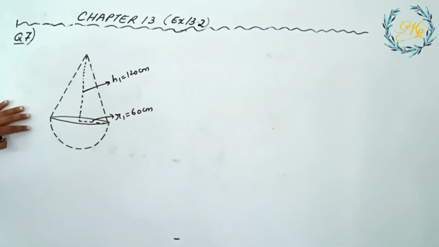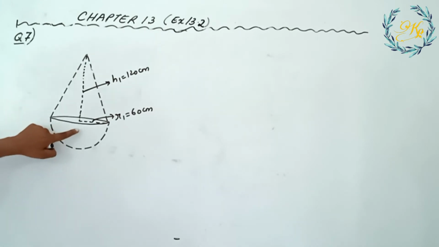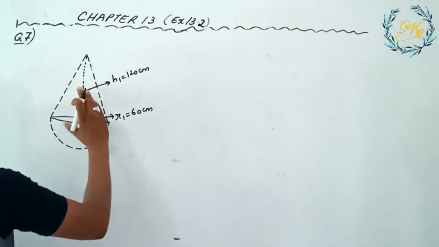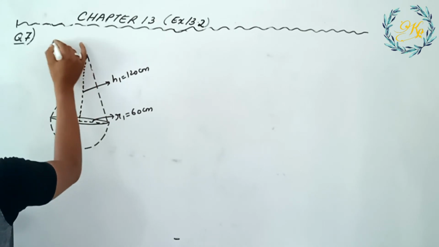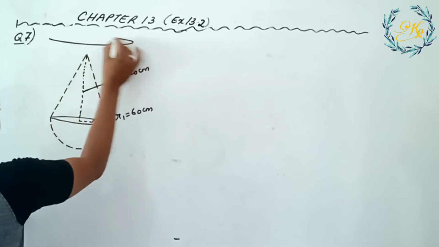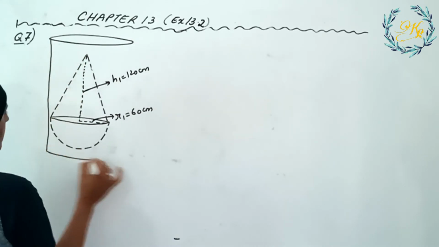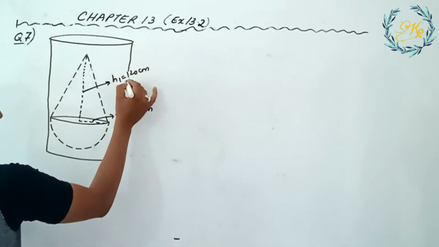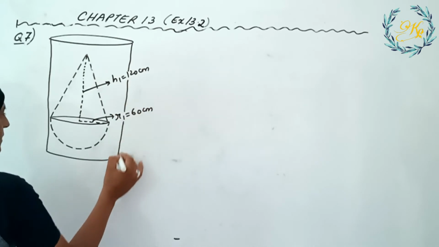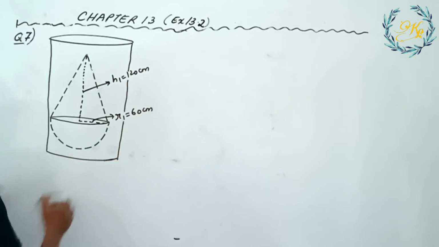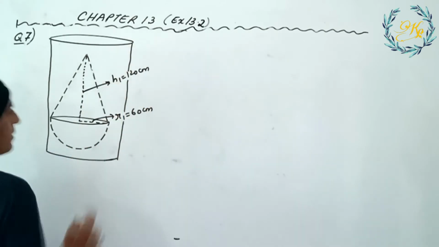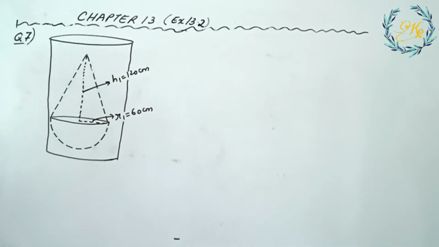Now it is given further in the question that the solid with the hemisphere radius 60 is placed upright in a right circular cylinder filled up with water. This combined solid is put inside a cylinder, and this cylinder is completely filled with water. Now we have to find out how much water comes out of it.